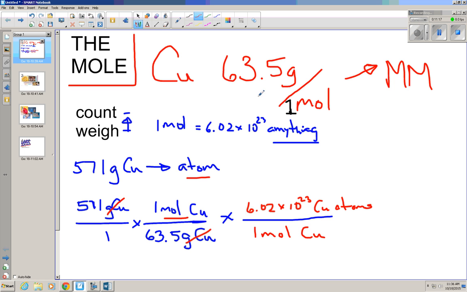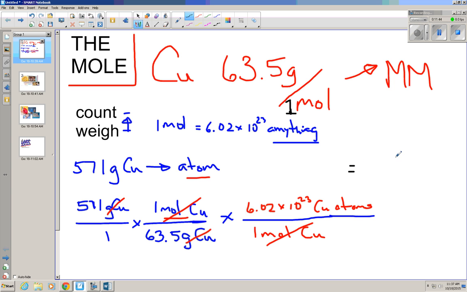So here's our problem. Let me extend this line a little bit because it's bothering me. So now I've got some cancellation I can do. 1 mole of copper cancels with 1 mole of copper. The only unit I have left is copper atoms. So now we've got a math problem. So take a minute, punch that into your calculator, and be right back. Okay, you back? You ready? So here's our answer. I'm going to actually put the answer here because I'm running out of space.